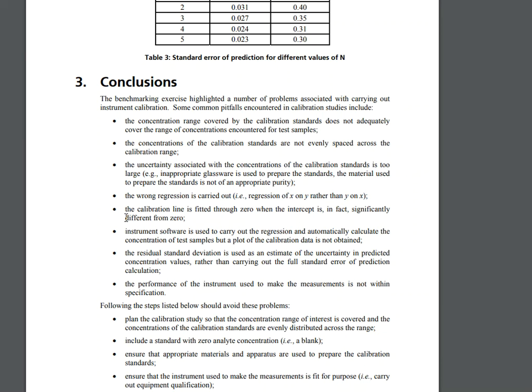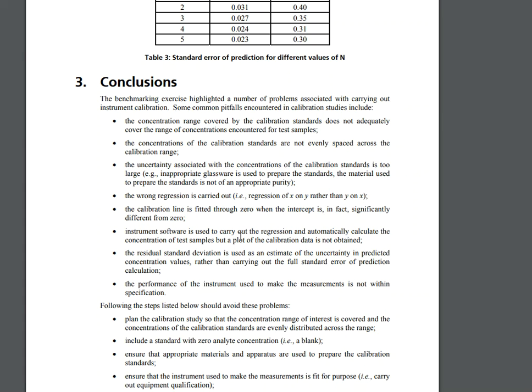It says the calibration line is fitted through 0 when the intercept is in fact different from 0. So this is almost going back to that 0 shift. You never want to do that. If your blank is not reading 0, then do not put 0 in for that blank and plot it on the calibration curve. No one said the calibration curve has to go through 0.00 exactly, so don't force it to do it if it's not going to do it.